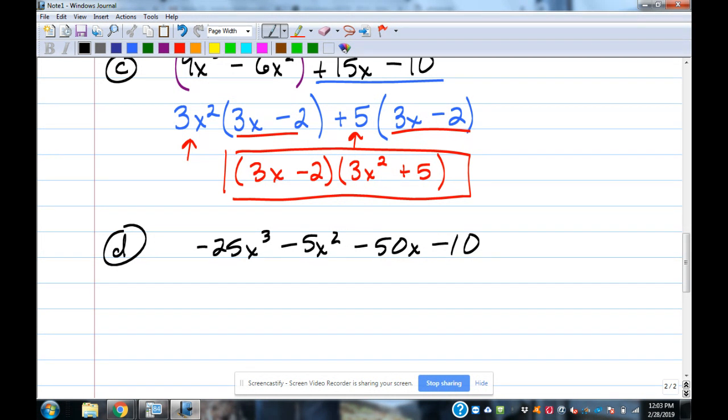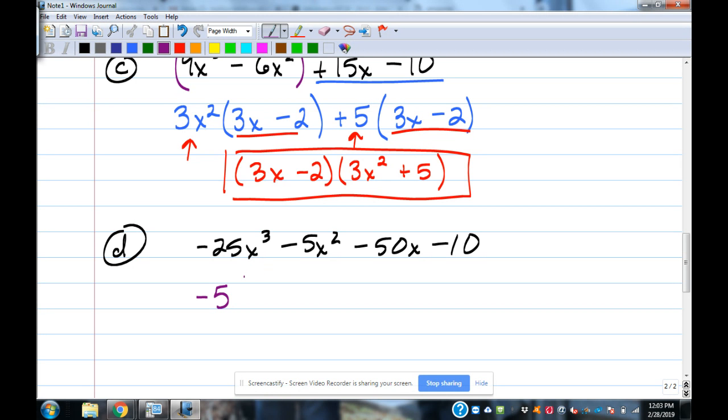Okay, so what goes into all four of these pieces? 5 goes into 25, 5 goes into itself, 5 goes into 50, and 5 does go into 10. So 5 is the biggest one that goes into all four of them. Because this is a negative 25, what kind of 5 are we going to pull out? A negative 5. So we're going to pull a negative 5 as our GCF for the entire problem. That's a little tricky, but all it does is change the sign of everybody. So instead of minus signs in front of these, we're going to turn them all into plus signs, which is what dividing by negative 5 would do.